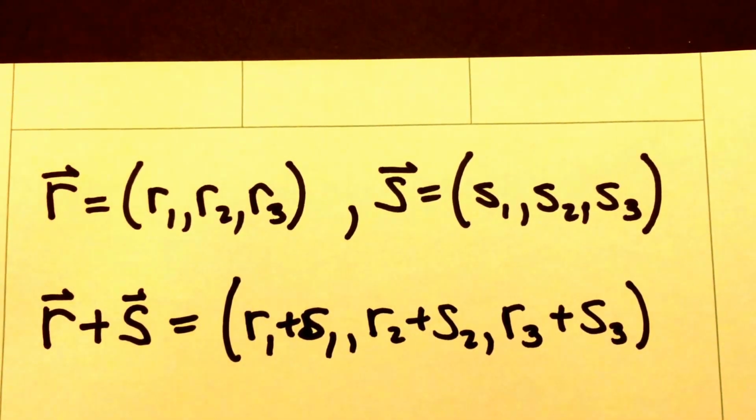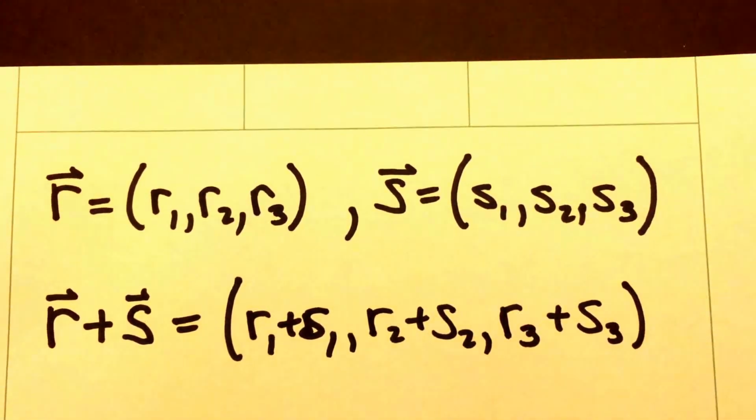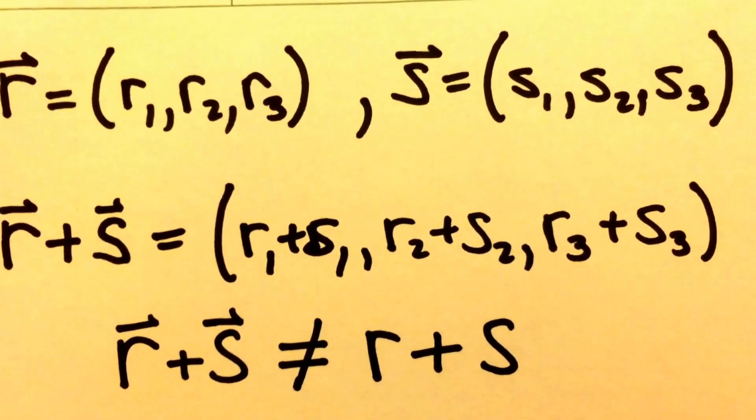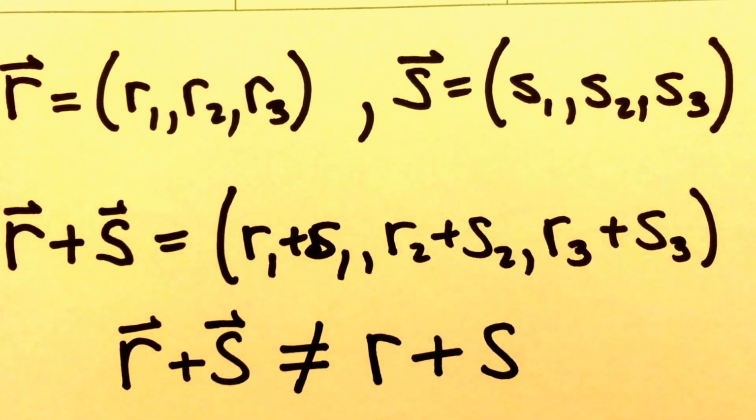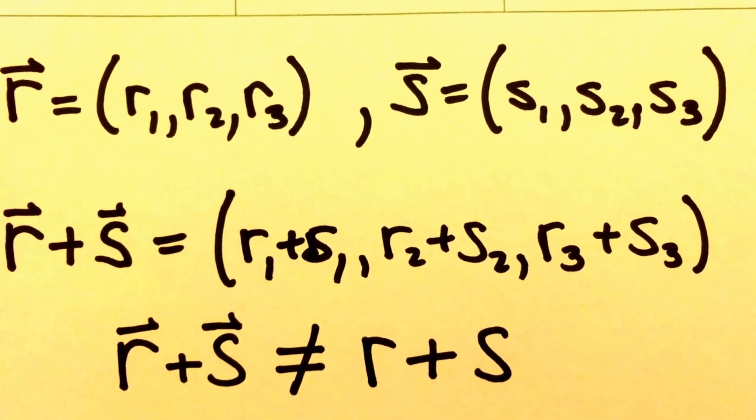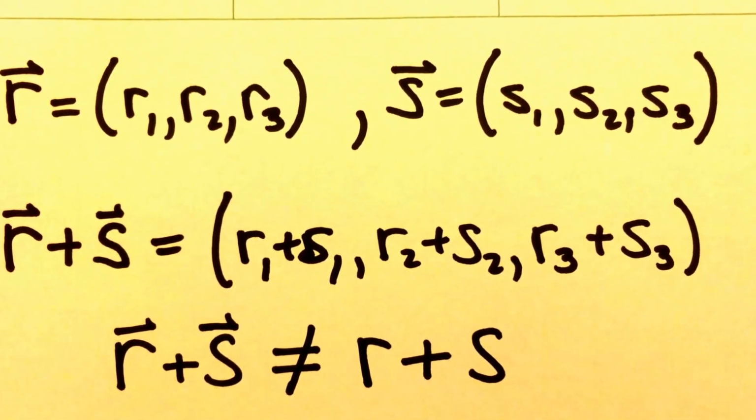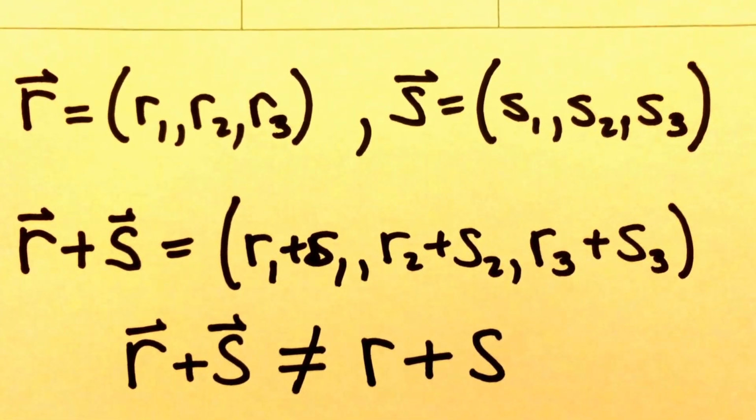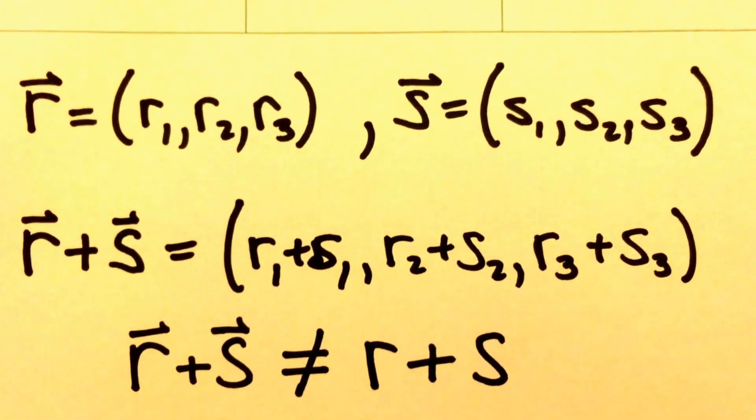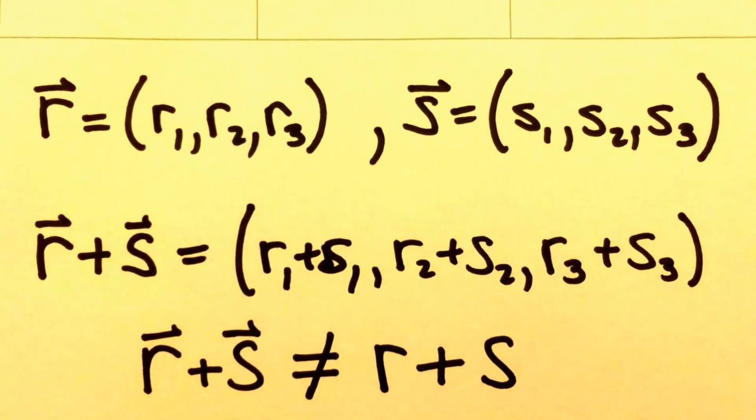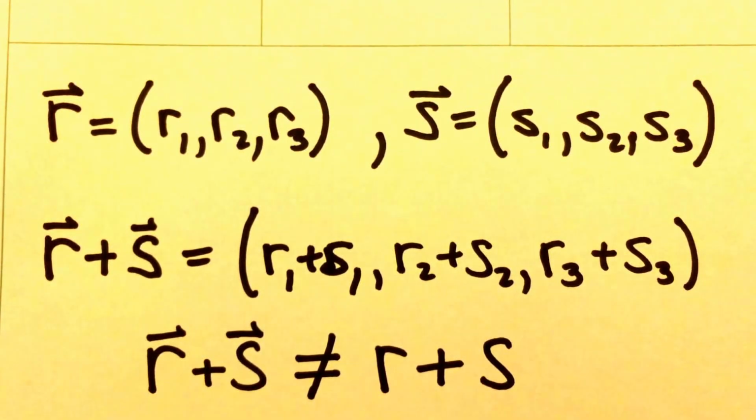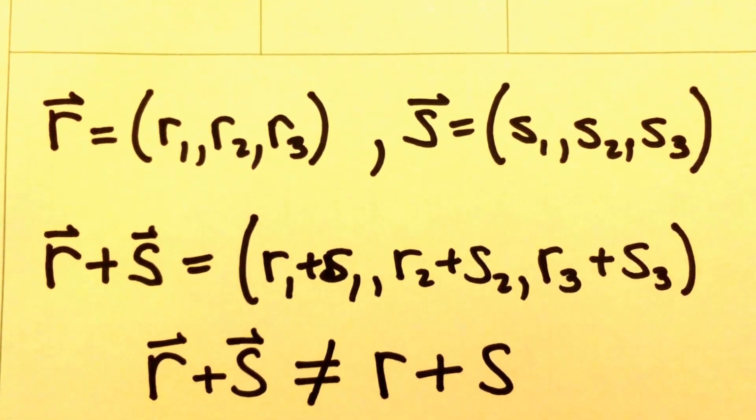So it's as if each of the components doesn't know about any of the other components when you're adding two vectors together. This fact is really important because it means that the vectors add in a different way from scalars. So for example, if the letter r and the letter s represent the magnitude or length of the r and s vectors respectively, the sum of the magnitudes r plus s is not the same thing as the sum of the vectors r and s. Those two things are not the same.